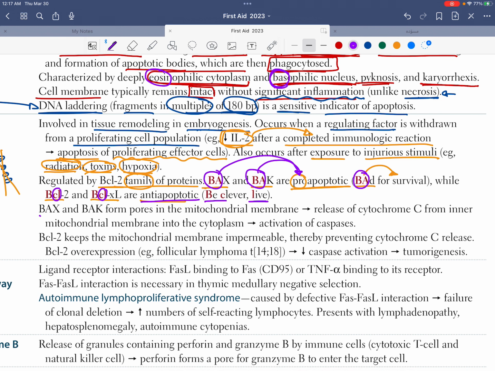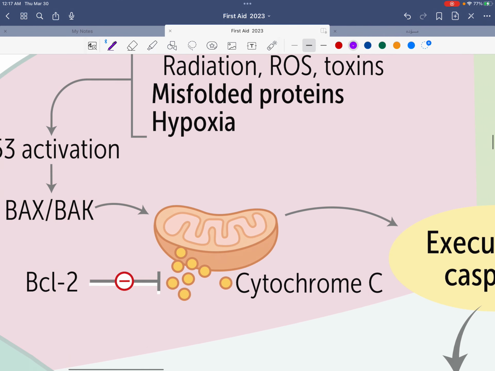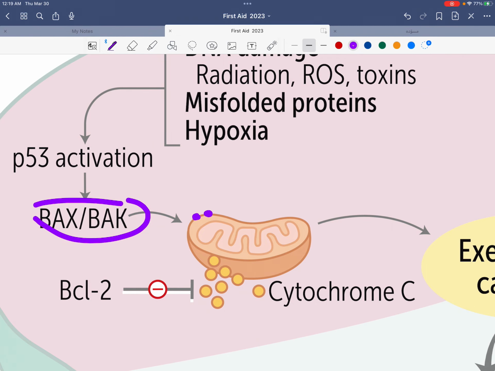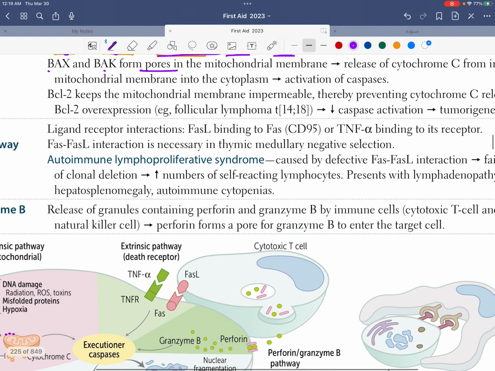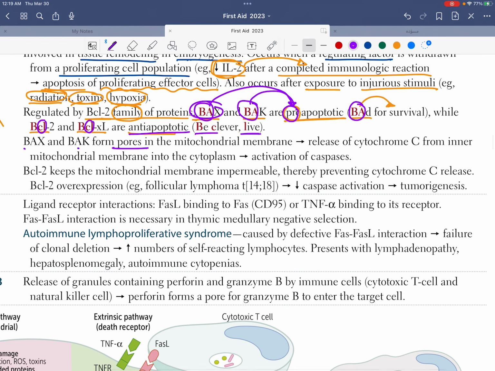We also have the BAX and BAK forming pores in the mitochondrial membrane. These two pro-apoptotic proteins do so by forming pores, like openings in the mitochondrial membrane. So they go to the mitochondria. This is the mitochondria, okay? And these are the BAX and BAK proteins. They cause these perforations over here. And of course, perforations are just like outlets. These outlets would lead to release of cytochrome C from the inner mitochondrial membrane.